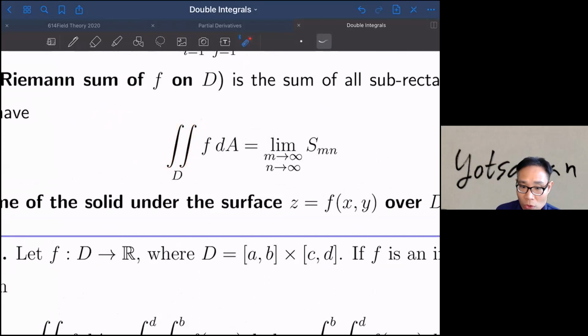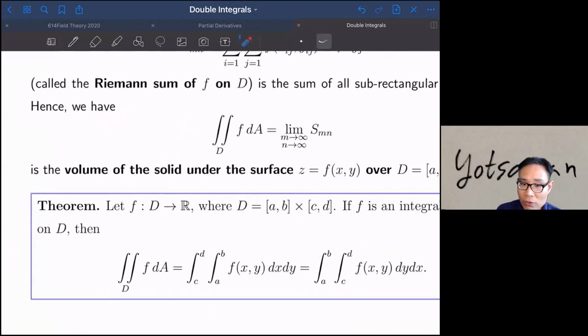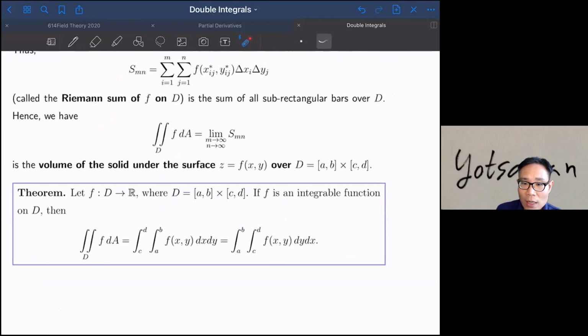And this is called the double integral, because you see that the integral sign turns out to be double. And this one will give you the volume of the solid under the surface z equal to f(x,y) over the rectangular region D, which is the product between the closed intervals [a, b] and [c, d]. This notation represents x and y. The first interval will be the boundary for x, and the second will be the boundary for y.